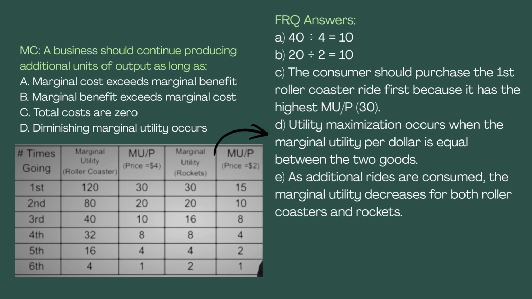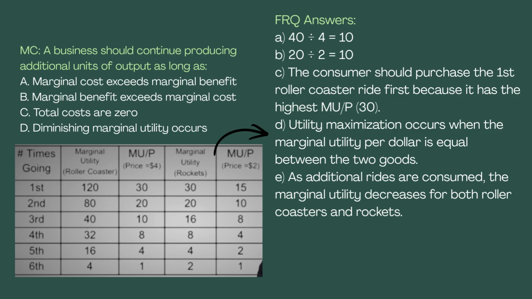For Part A, the marginal utility per dollar for the third roller coaster ride is 40 divided by 4, which equals 10. For Part B, the marginal utility per dollar for the second rocket ride is 20 divided by 2, which also equals 10. For Part C, the consumer should purchase the first roller coaster ride first because it provides the highest marginal utility per dollar, which is 30. For Part D, utility maximization occurs when the marginal utility per dollar is equal for both roller coaster and rockets.